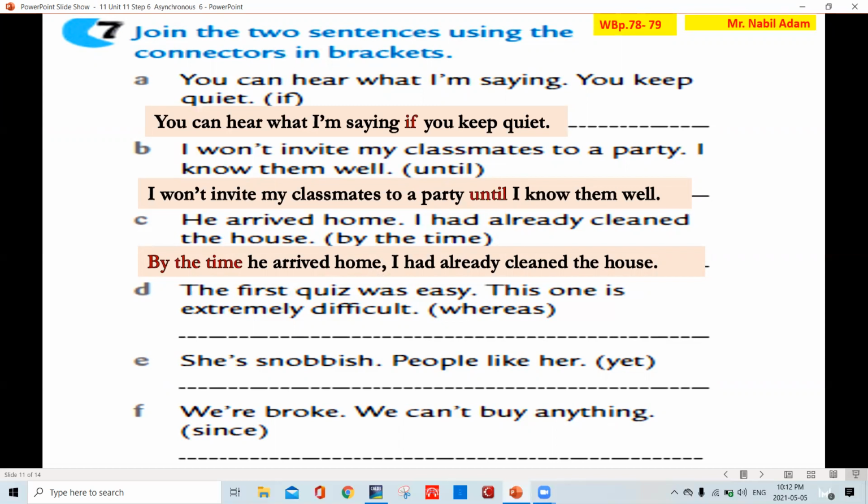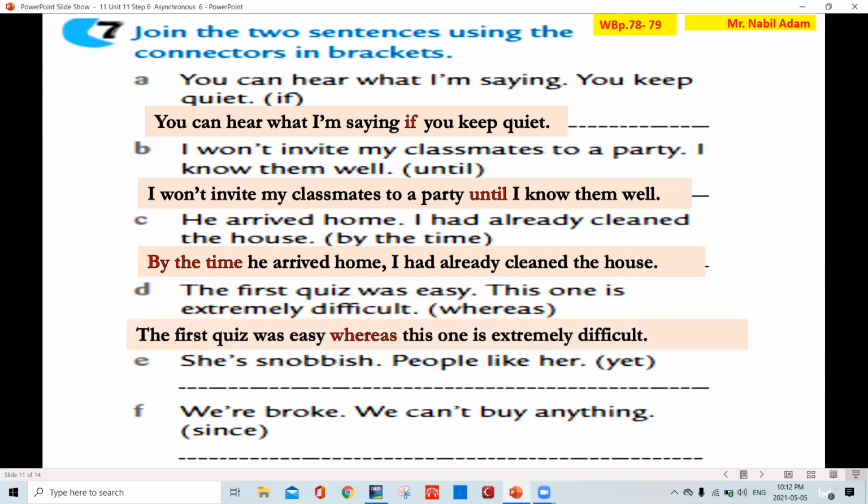D. The first quiz was easy. This one is extremely difficult. The word whereas means في حين, while. It's very easy. Put whereas in the text. The first quiz was easy, whereas this one is extremely difficult. You can reverse it. So you can say, whereas the first quiz was easy, this one is extremely difficult. You can put whereas in either of the two clauses.